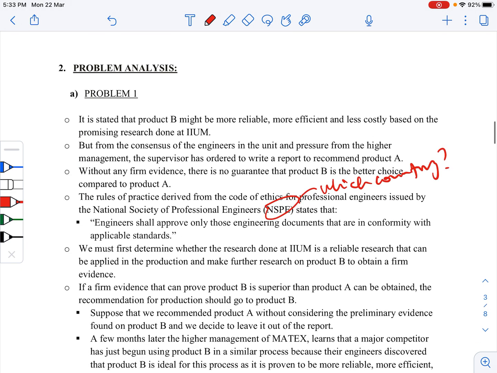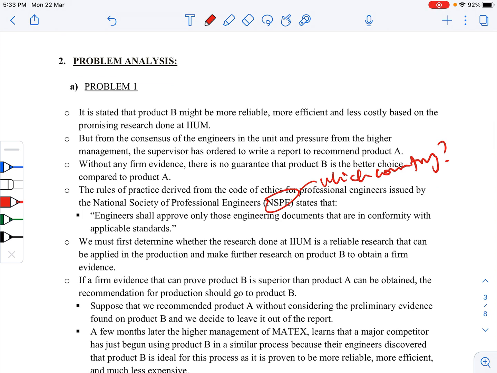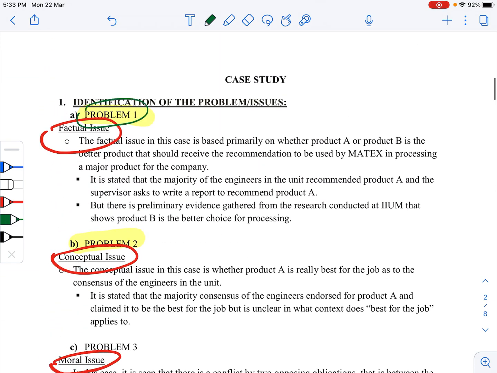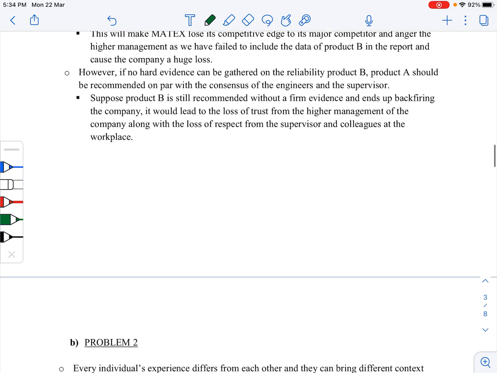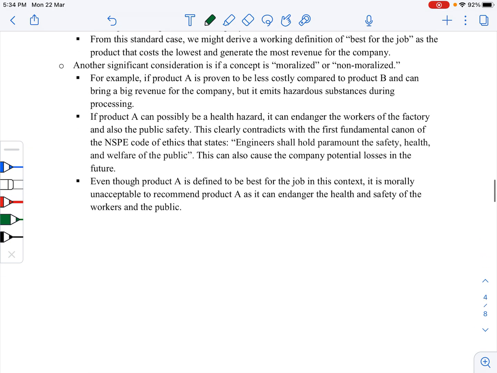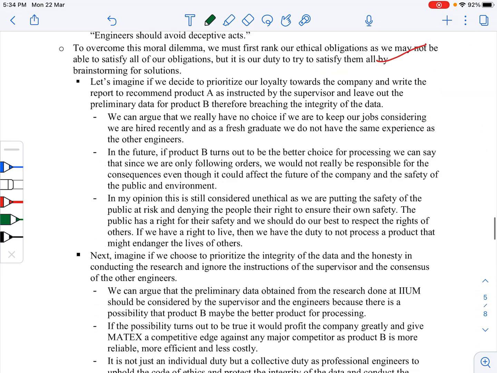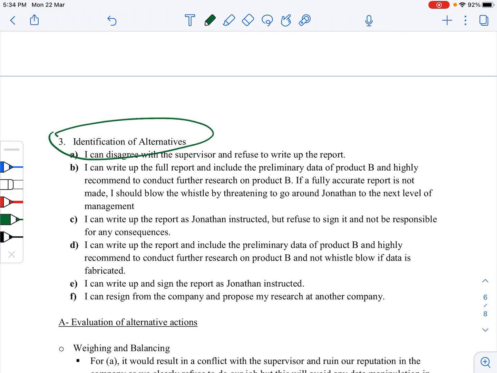Then the student explains the problem analysis, and for each problem, problem number 1, he gives the problem analysis. Then what information the student can gather from the case study, for each problem, 1, 2, and here problem 3. Afterwards, identification of alternatives. After we understand the problems, and the statements or knowledge that we know about that problem, then we identify the alternatives.